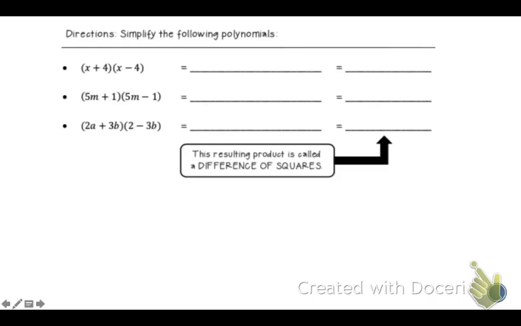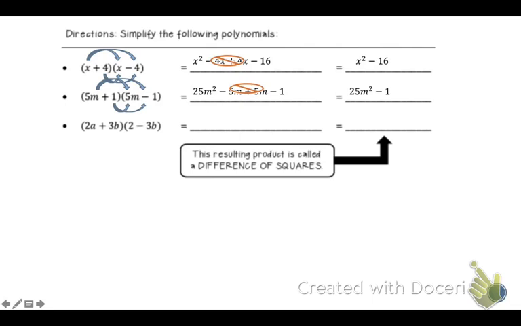Okay, let's multiply these out. We're just going to do it by, I can't remember what that's called, distribution. So that's going to be x squared minus 4x plus 4x minus 16. Those cancel, and you're left with x squared minus 16. Same thing here: 25m squared minus 5m plus 5m minus 1. Those cancel again, and you're left with 25m squared minus 1.